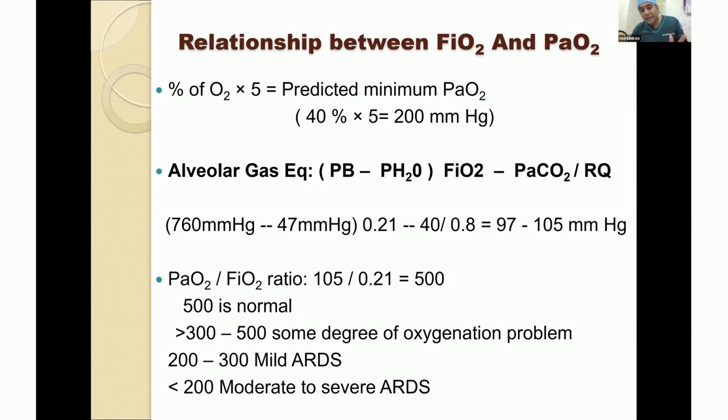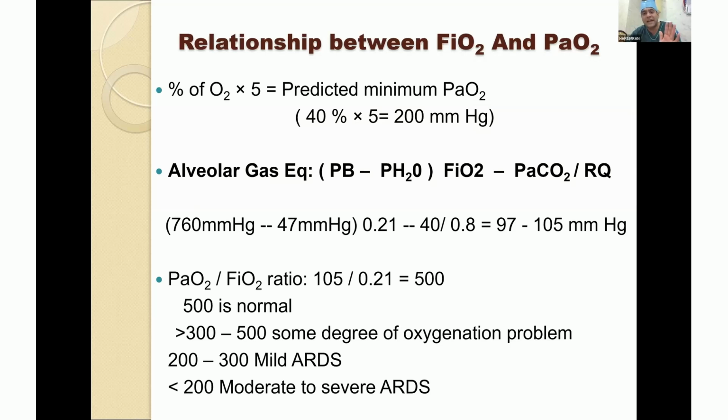So the PaO2/FiO2 ratio, I normally told it should be around 500. So 500 is normal. 400 to 500 we also consider to be normal. So 300 to 500 is some kind of an oxygenation problem. And anything less than 300 or less than 200 is moderate to severe ARDS. So on the basis of PF ratios, we can also tell whether the patient is in ARDS or not. So this is the importance of ABG in telling you the diagnosis also.